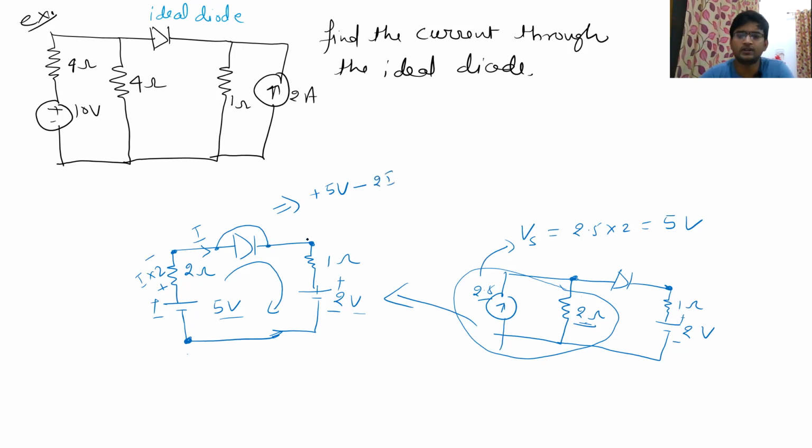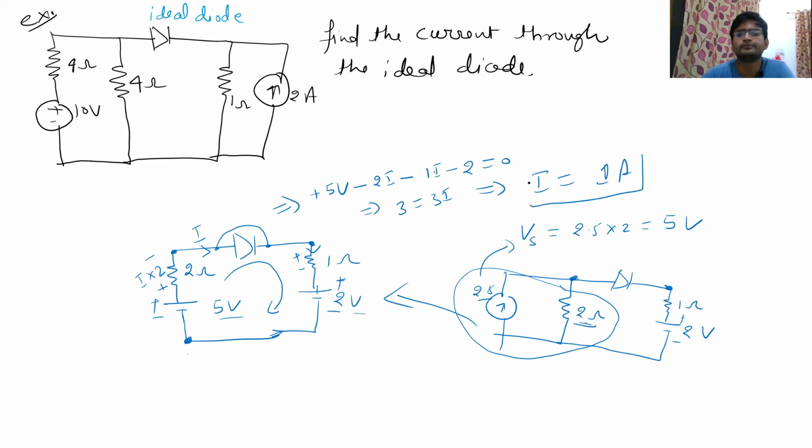Again, the diode is a short circuit, so there will be no drop. And since current is entering here, it will again be a drop, minus 1I. And then this is also a drop since we are going from plus to minus, so it will be minus 2, equal to 0. So from here we can easily see that 5 minus 2, 3, is equal to 3I, which means I is equal to 1 ampere. So through the diode, there will be a 1 ampere current flowing.